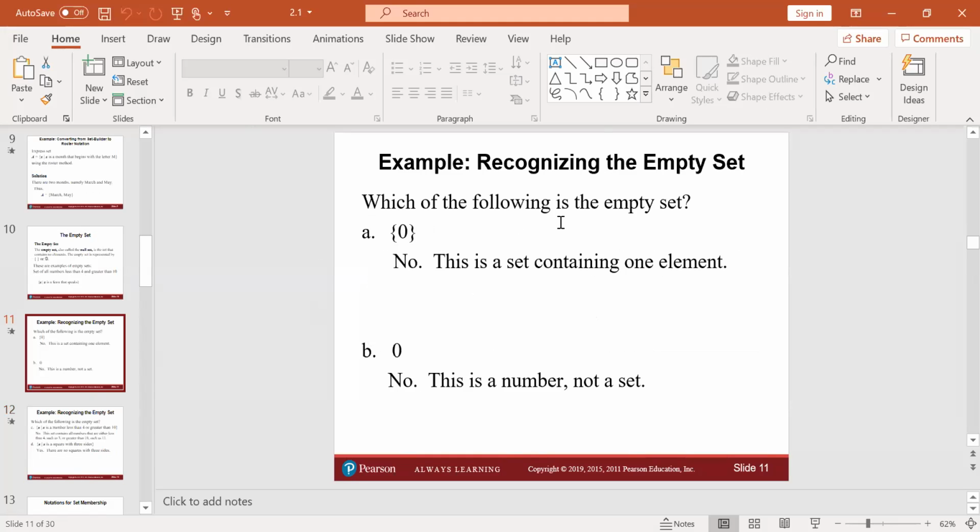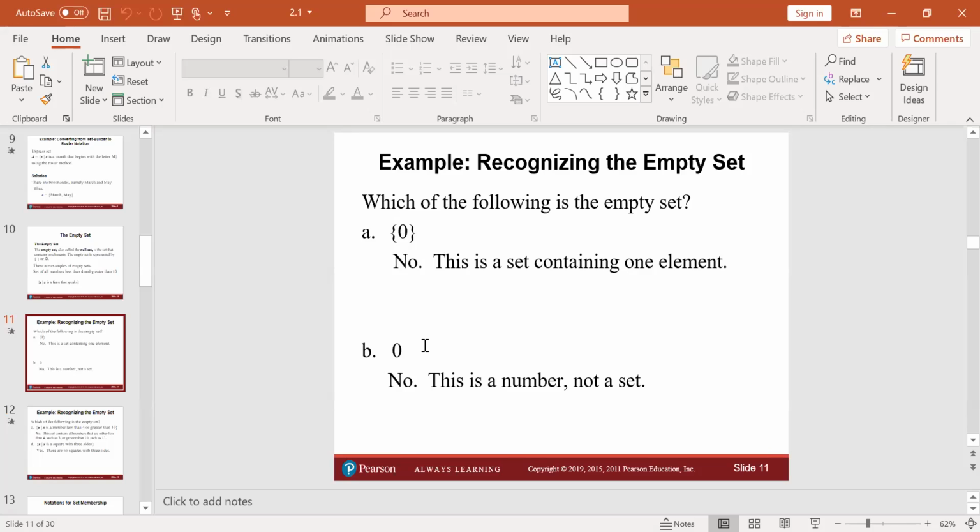So this is where they're trying to trip you up here. They're asking which of these is the empty set. Well, this is a set, but it contains the element 0 in it, which means it's not empty. There's something in this set. So no, that's not the empty set. This is just the number 0 standing by itself. There's no set involved here, so it's not the empty set.